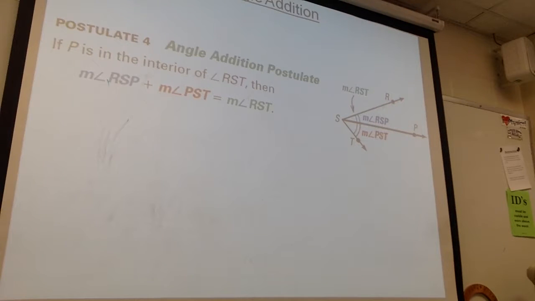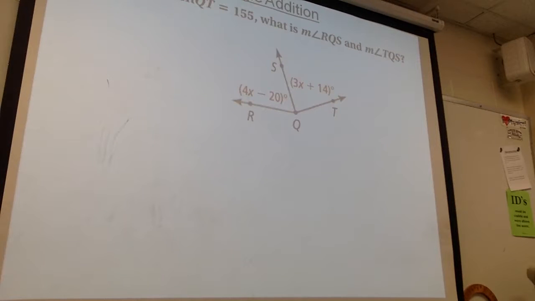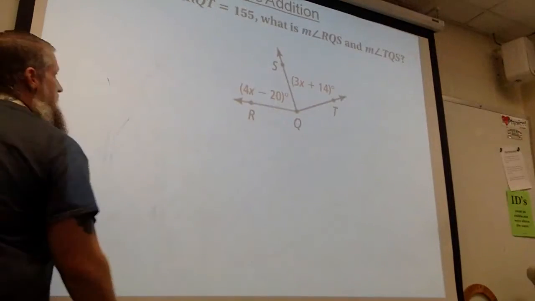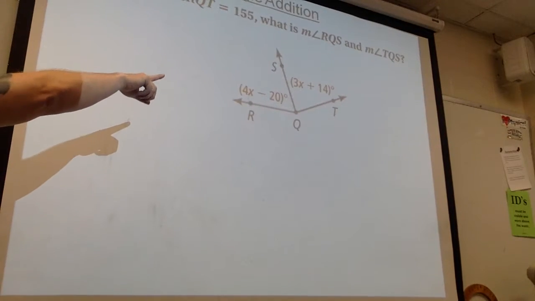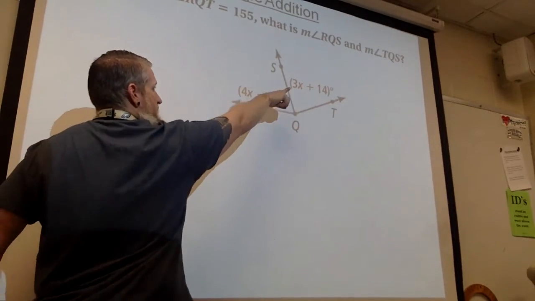Okay? Can I go past this? All right, so for example, if I do that one right there, where I've got some expressions up there on my smaller angles, like there's an algebraic expression there and there.